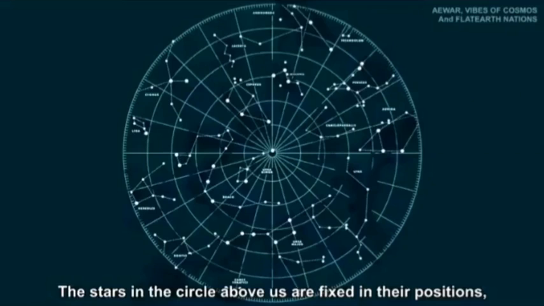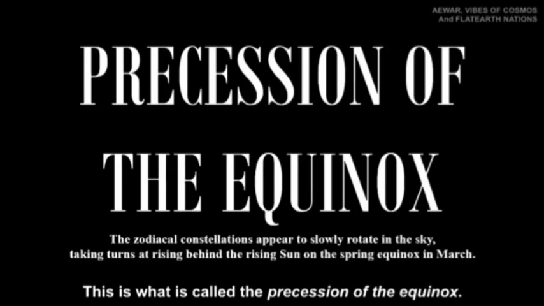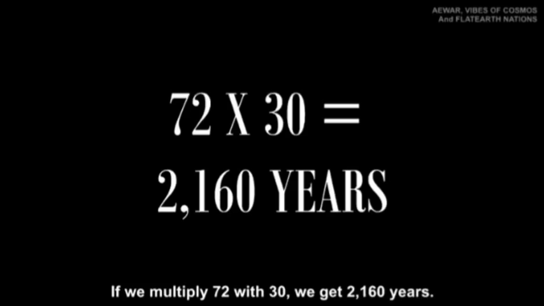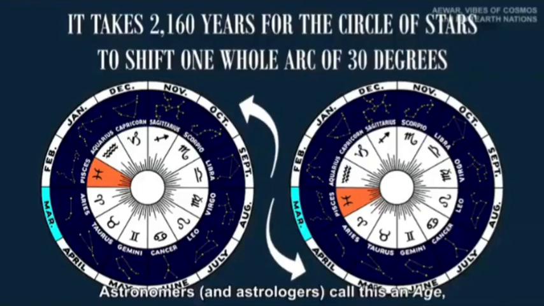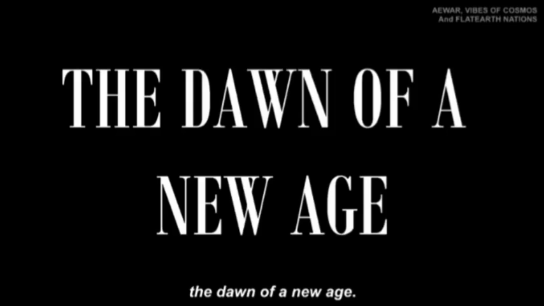The stars in the circle above us are fixed in their positions, but every 72 years, the entire circle shifts 1 degree. This is what is called the precession of the equinox. Remember, each arc is 30 degrees. If we multiply 72 with 30, we get 2,160 years. It takes 2,160 years for the circle above to shift 1 whole arc. Astronomers call this an age, and this is what is meant by entering or the dawn of a new age.